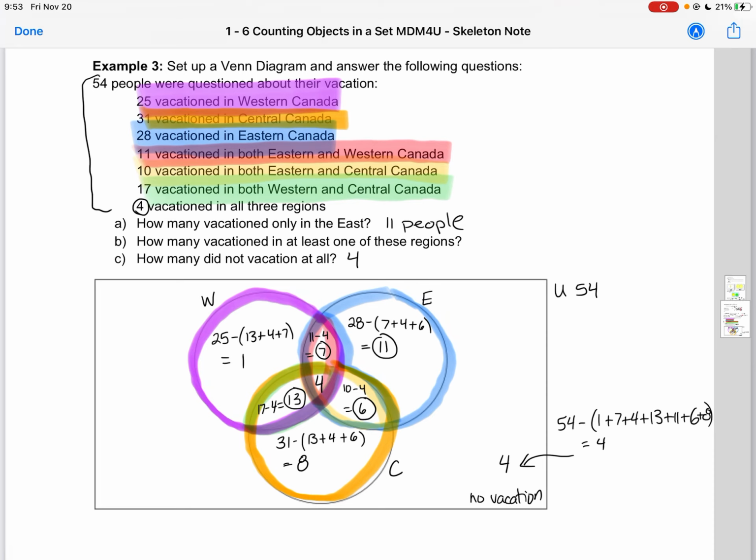That means that the number of people that vacationed in at least one of these regions, so this would be the total in the circles, which is what I calculated to find the last part of my Venn diagram, are going to be 50 people. So 50 people went on vacation in at least one region, and then 4 did not vacation at all.